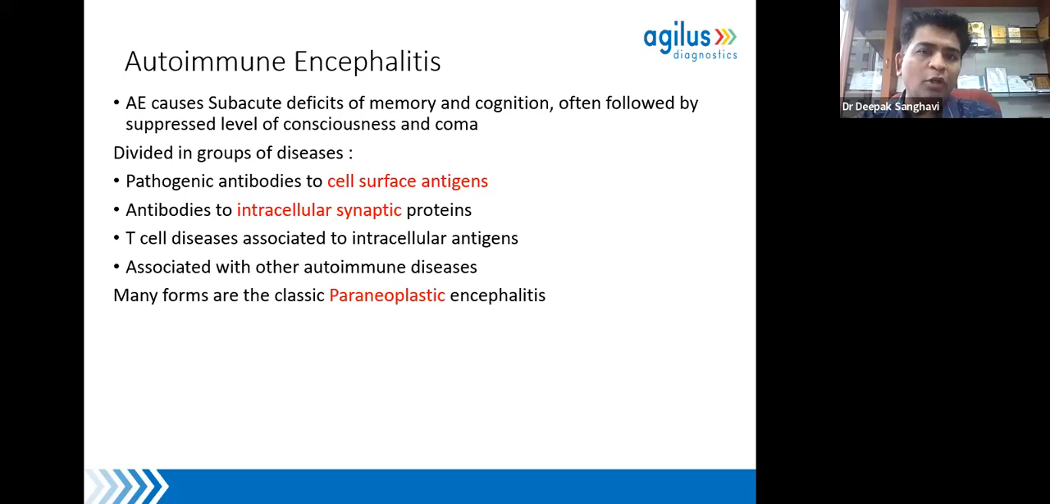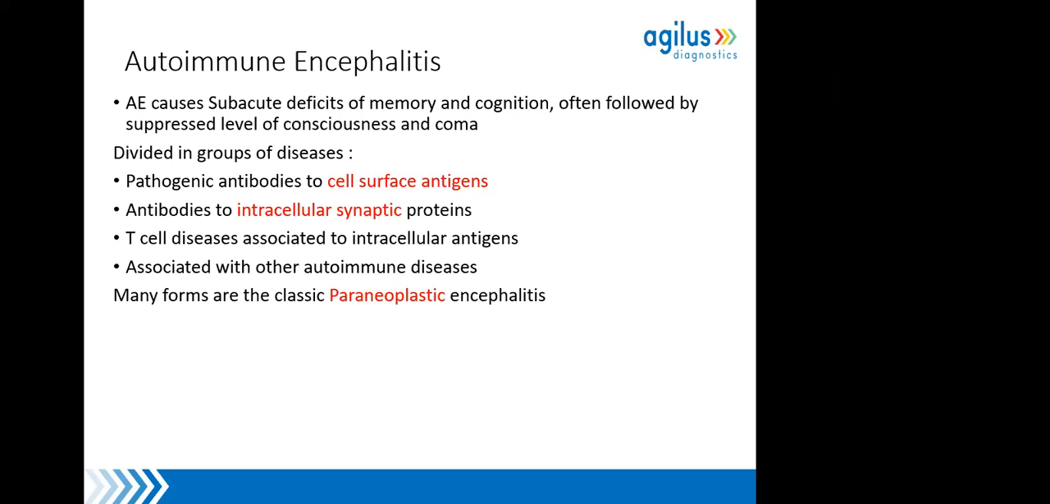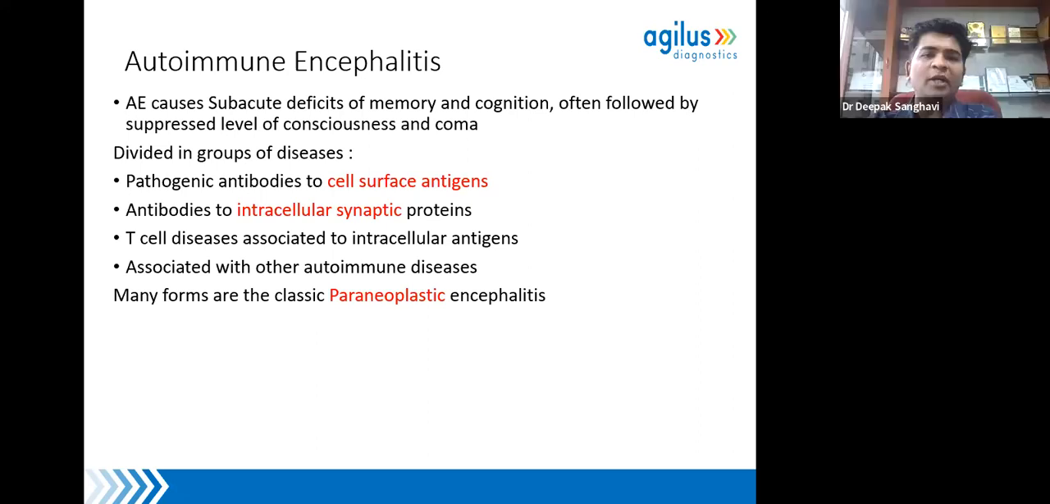Coming to our topic of autoimmune encephalitis, here we are talking about subacute deficits of memory, cognition, and sometimes the patients may have suppressed level of consciousness and coma. These are the clinical conditions landing up to the neurologist and needing attention. From the pathology perspective, these autoimmune encephalitis disorders are normally categorized into three main headings. One is the pathogenic antibodies to cell surface antigens, which we are going to discuss further. There are antibodies to intracellular synaptic proteins, which we will also discuss in detail. And the third important condition is a paraneoplastic condition, which we will also discuss in detail in our presentation.